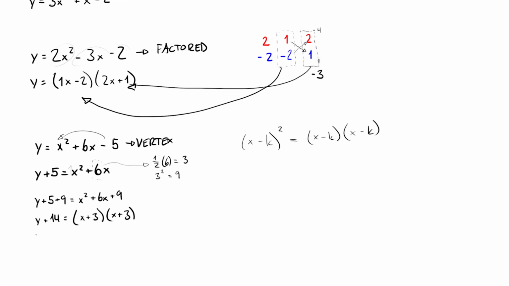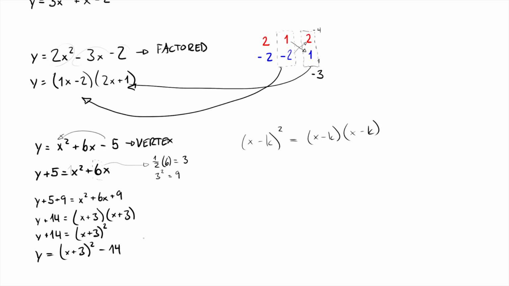And hey, what do you know? This can be rewritten as y plus 14 equals x plus 3 squared. And now all you have to do is bring over the 14, and you have y equals x plus 3 squared minus 14. And that is your vertex form.